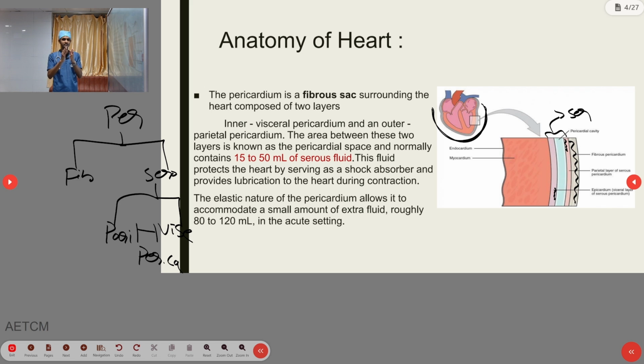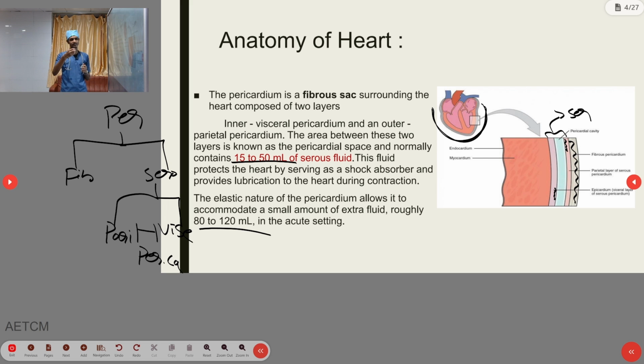The second question: what is the normal amount of fluid? It is 15 to 50 ml of serous fluid. Normally in the pericardial area we have 15 to 50 ml. But because of its elastic nature, in an acute setting it can carry 80 to 120 ml. If it goes beyond 50 ml, that is pericardial effusion or cardiac tamponade.